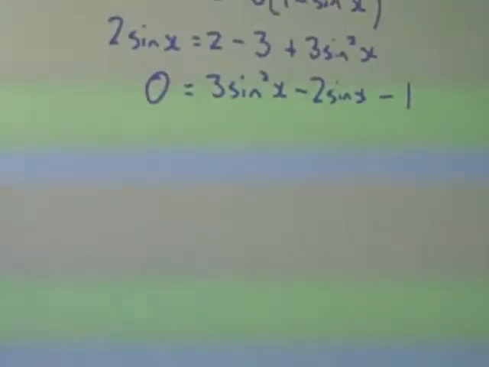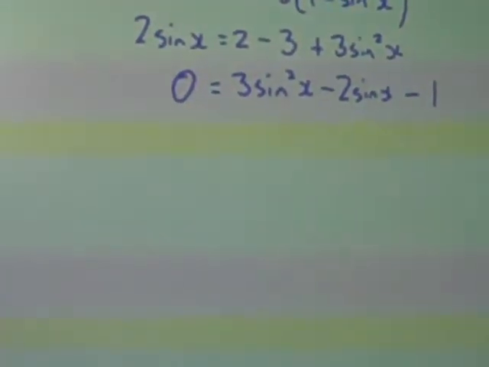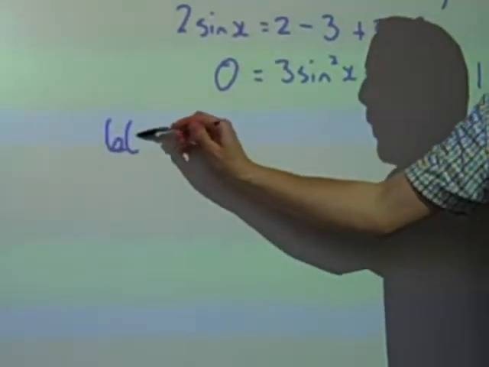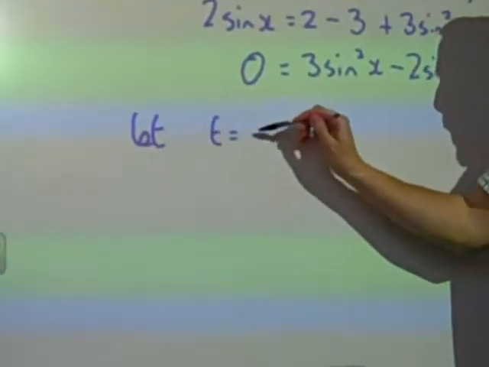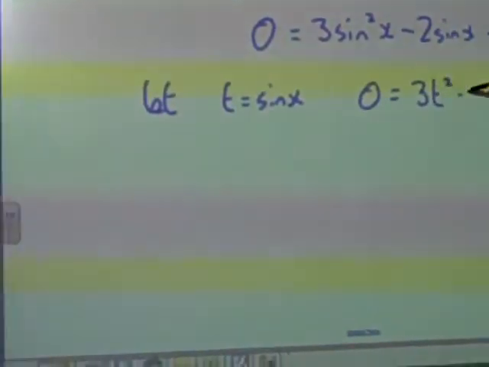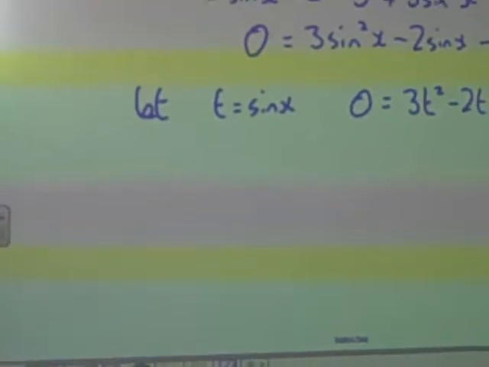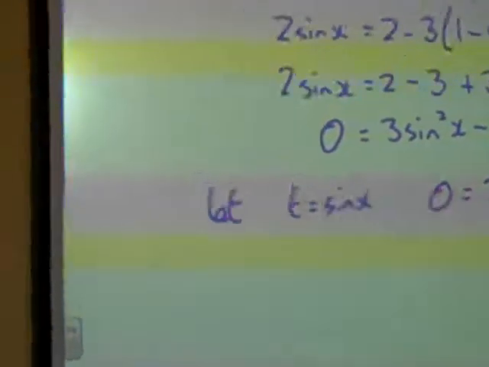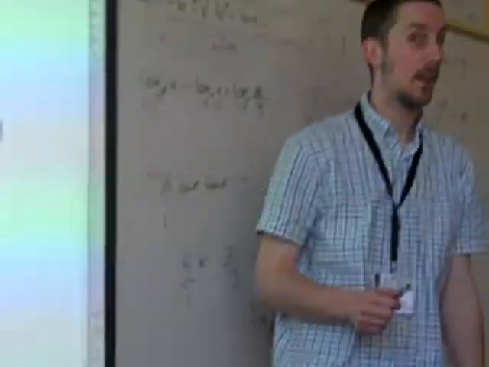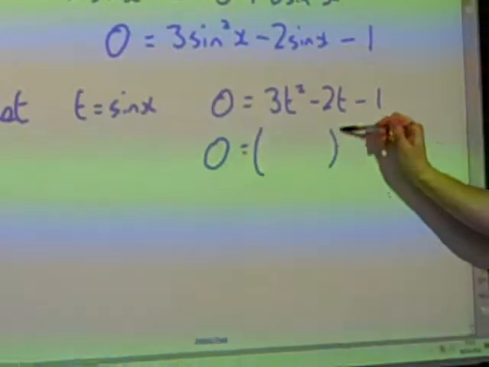Wouldn't it be great if we could factorise this? Because sine x is 2. Okay. No, it doesn't. So we've got 0 is 3t squared minus 2t minus 1. Does it factorise? I haven't decided yet. Yeah, go on. It will. Okay. How?